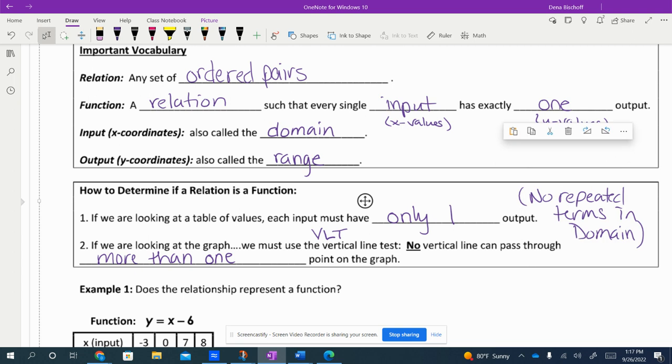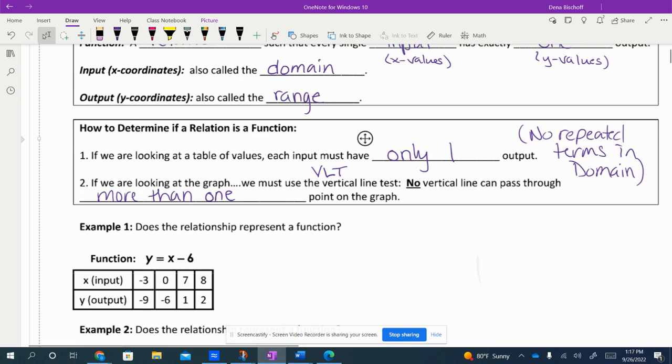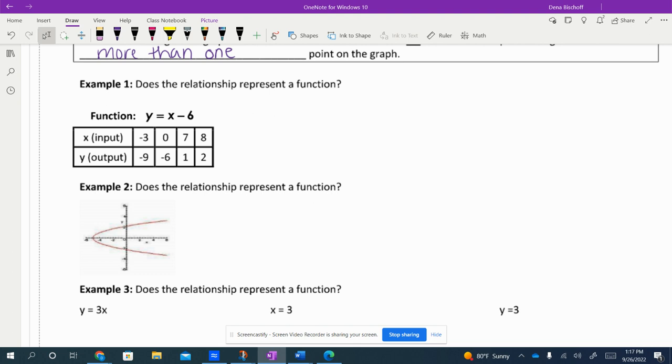Walter, do you have that information down? Okay, since you're not writing, I'm just going to keep moving forward. All right, here we go. Does the relationship represent a function? Why? Why did you say that? Why do you think that? Okay, does someone else have a different opinion?